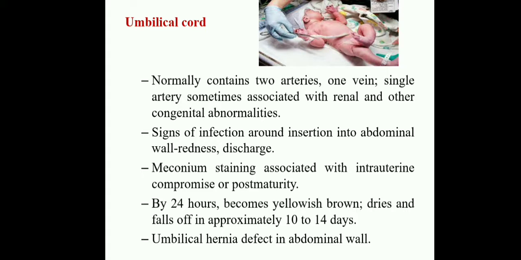Immediately after delivery, you should examine the umbilical cord. Normally, how many arteries are there in the umbilical cord? Two arteries, one vein. If there is a single artery, it indicates that renal and other congenital anomalies may be there in the baby.